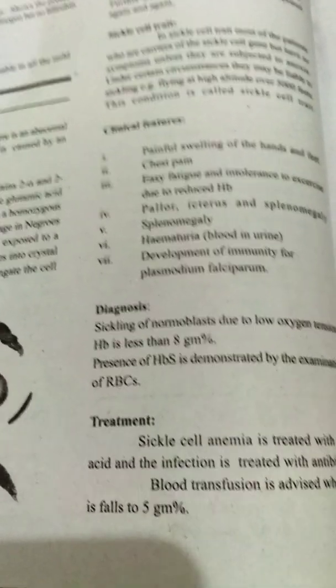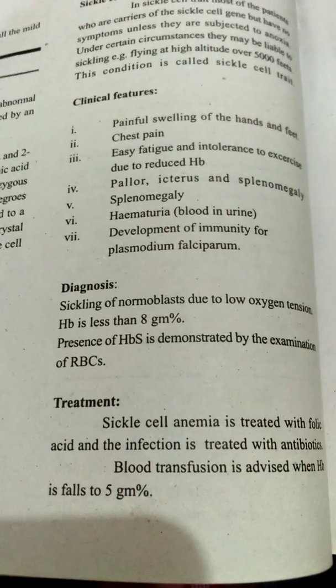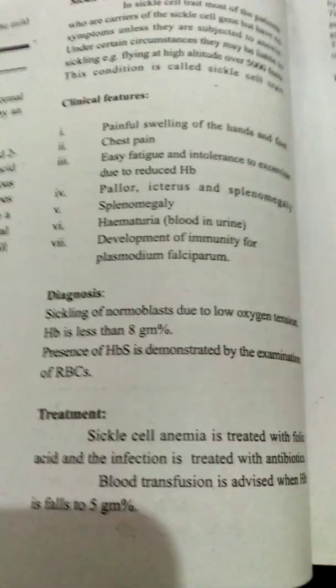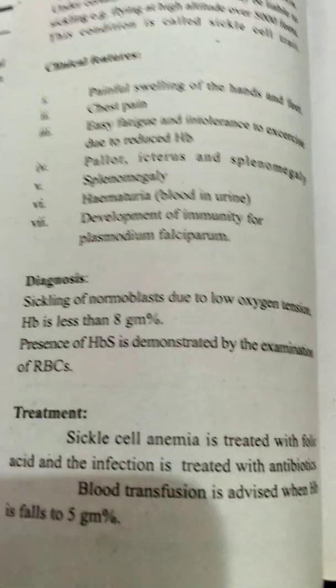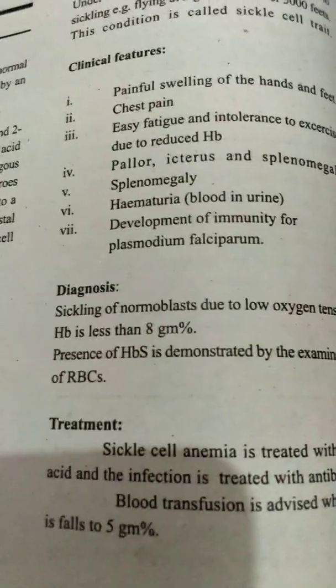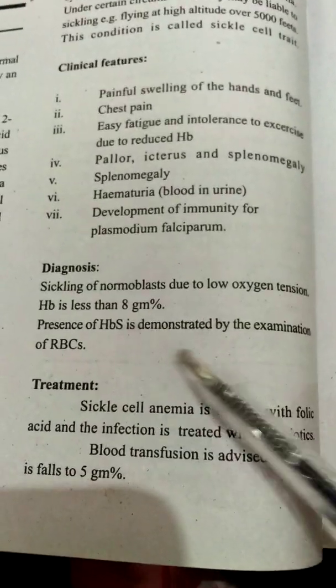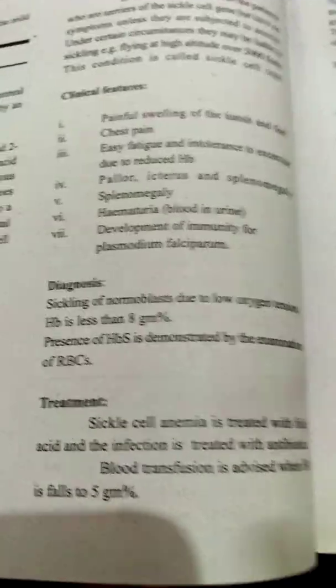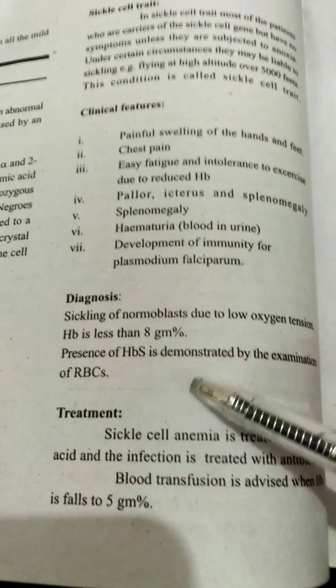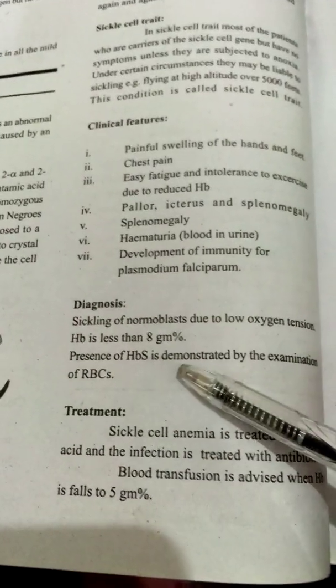Presence of hemoglobin S is demonstrated by the examination of RBCs. Normally they examine the RBCs and do hemoglobin tests. When the concentration is low in contrast with the normal range, sickle cell anemia is diagnosed.